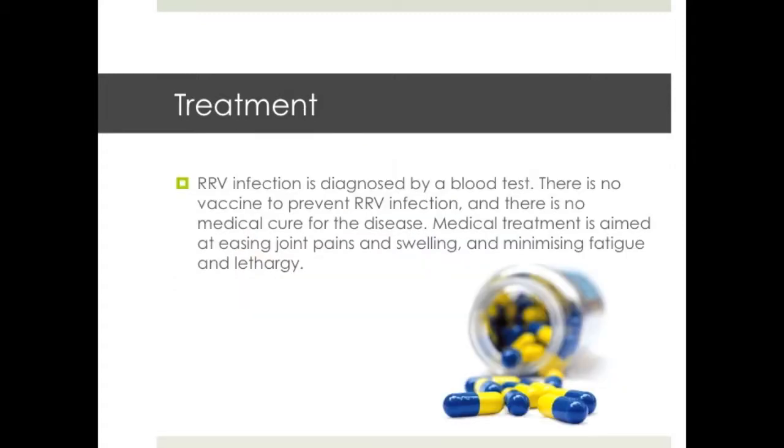If a person is diagnosed with Ross River virus via a blood test, unfortunately there is no vaccine to prevent Ross River infection, and there is no medical cure for this disease. Medical treatment is aimed to ease joint pain and swelling, and minimize fatigue and lethargy. For some people, simple painkillers like aspirin or paracetamol are sufficient. Others will require stronger medication to ease the inflammation. Emotional stress, physical fatigue, and alcohol may cause symptoms to worsen or to last longer.